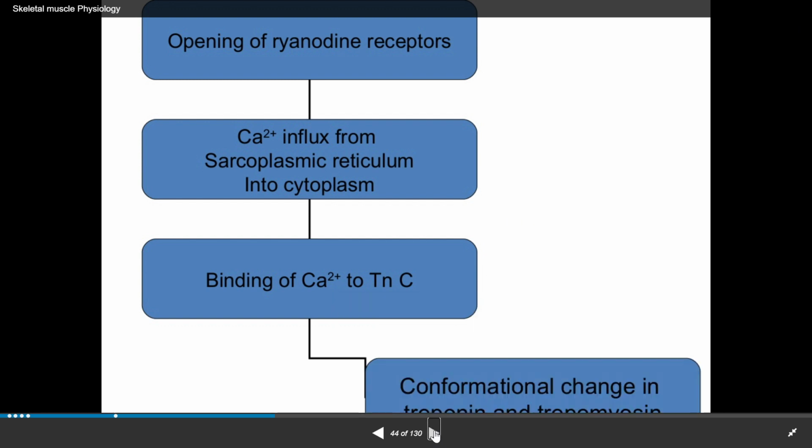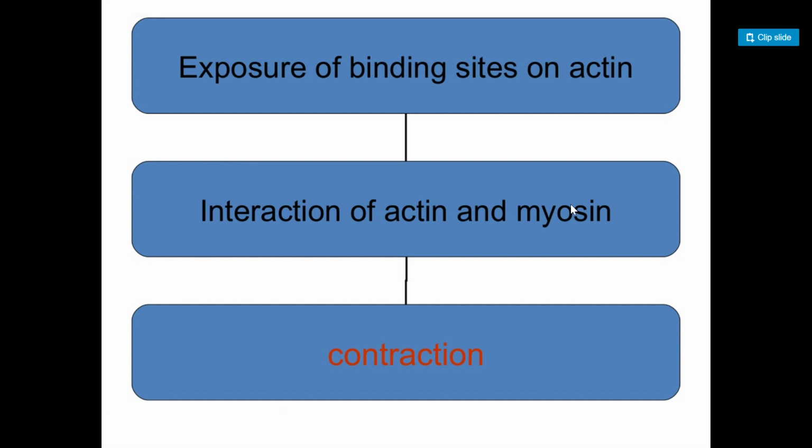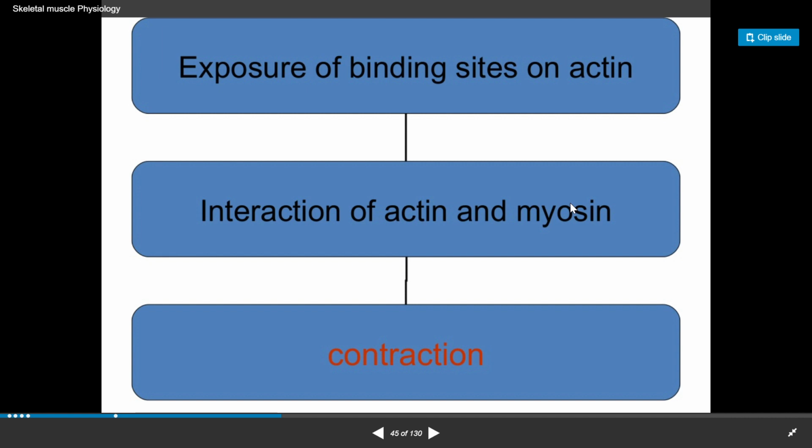Okay. So exposure of the binding sites on actin will occur. Before this itself, the myosin head gets activated by binding of an ATP molecule. ATP binds to the myosin head. Once it binds, it hydrolyzes into ADP and Pi. Once it gets hydrolyzed into ADP and Pi, the energy will be coming to the myosin. So ADP and Pi will be there, and the myosin head will bind with the actin at the myosin binding site.